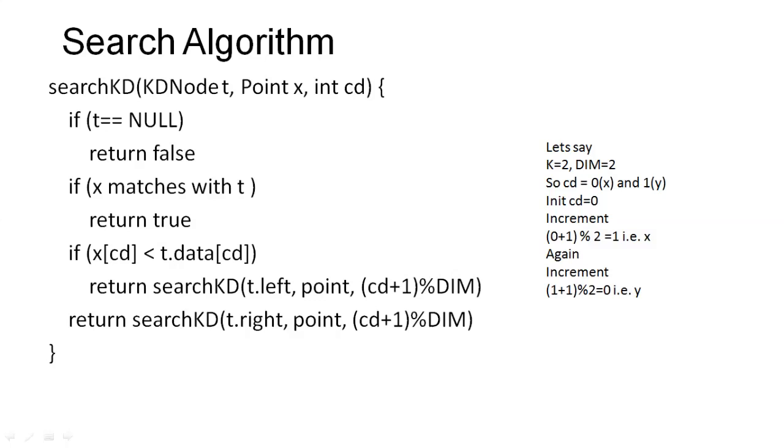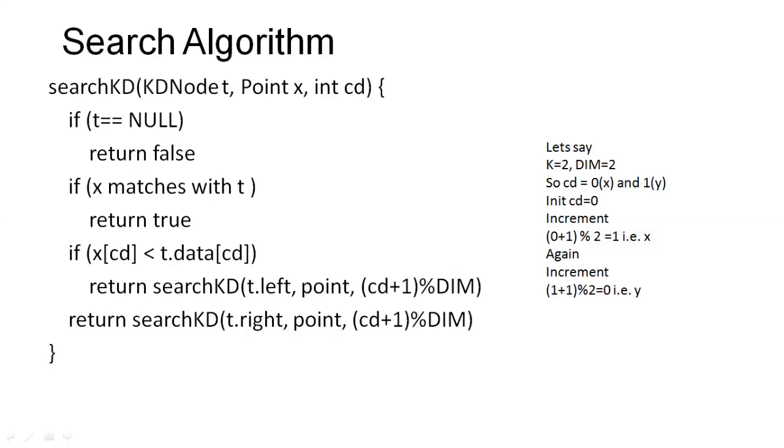So when CD becomes 1, it means that on the next level we'll be comparing the Y coordinate. Again, in the third level, what will happen? Again, this will be incremented by 1. So 1 plus 1, 2 mod 2, it will become 0. So when it becomes 0, again it considers X. So you can see that it is fluctuating between 0 and 1, that is X, Y, X, Y. So in this way it cycles.